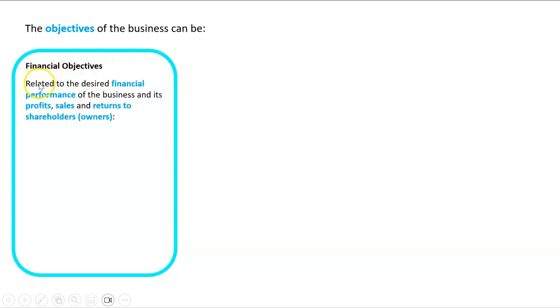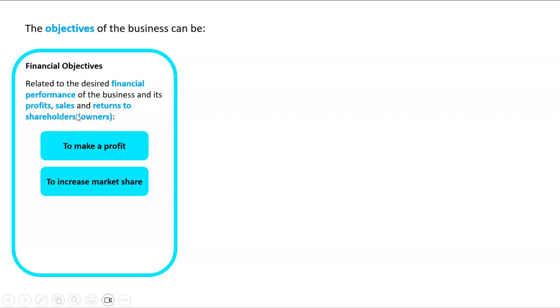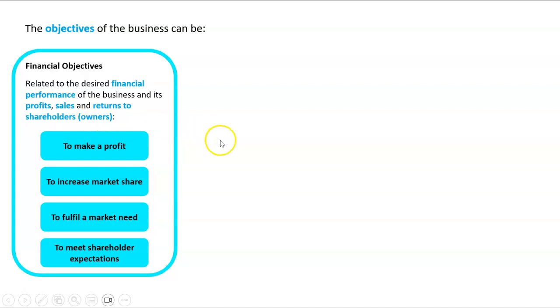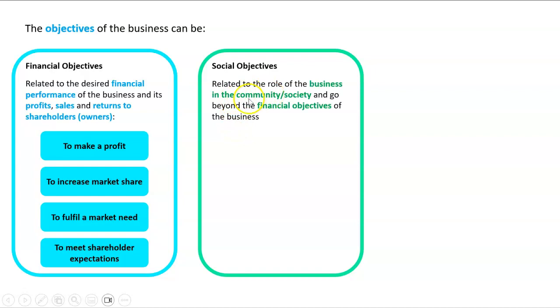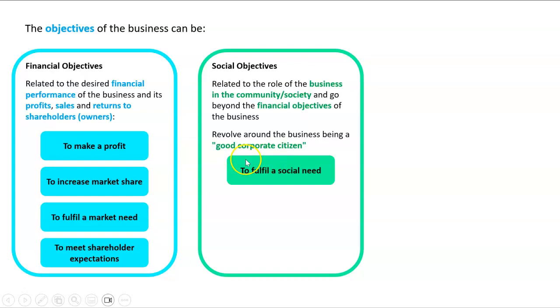I've come up with these groupings. The study design does not say there are financial objectives, but I think it will help if we just have different categories. So the first group is related to financial performance, and we've got the following: to make a profit, to increase market share, to fulfill a market need, and to meet shareholder expectations. The next group is social objectives, related to the role of the business in the community. They go beyond the financial objectives of the business and are about whether the business is a good corporate citizen. The only objective we had there was to fulfill a social need.